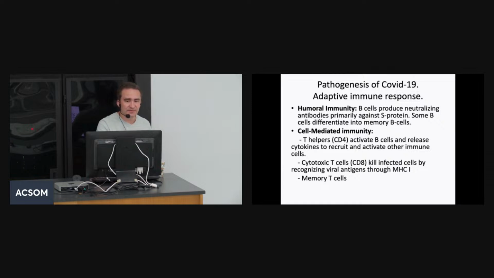There is also cell-mediated immunity. T helpers, CD4, activate B cells and release cytokines to recruit and activate other immune cells, which would be CD8 cells, which actually come and kill infected cells. And then some of them will remain in the body as memory cells. So that's why most of the time, if you have previous exposure to the virus, then you already have some degree of immunity.